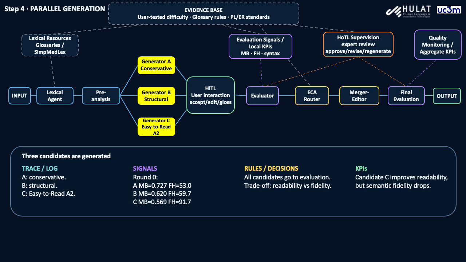Generator A is conservative and preserves meaning better. Generator B reorganizes the sentence to make it clearer. Generator C produces a much easier version with short sentences and simple vocabulary.